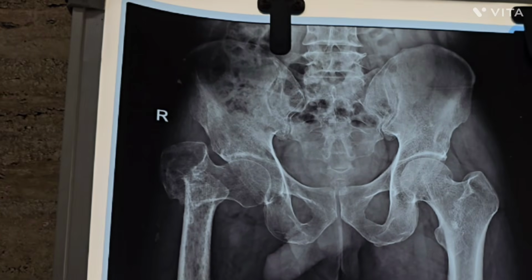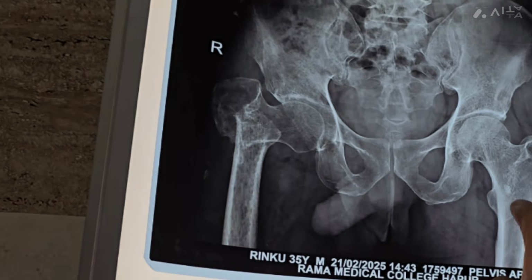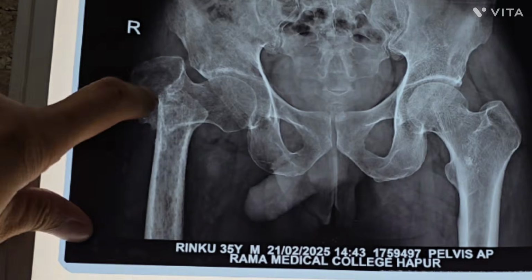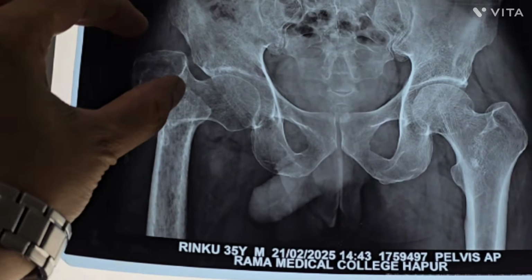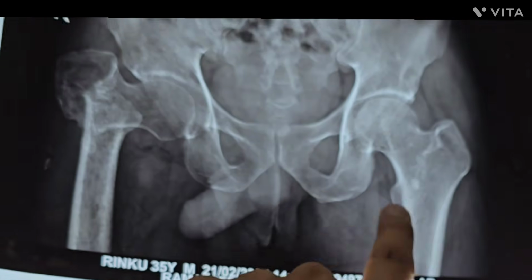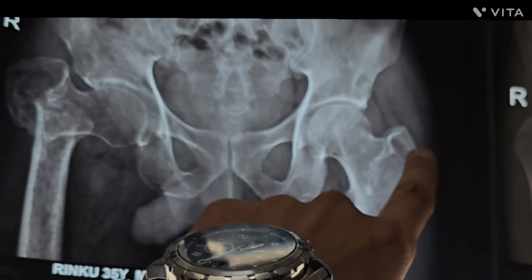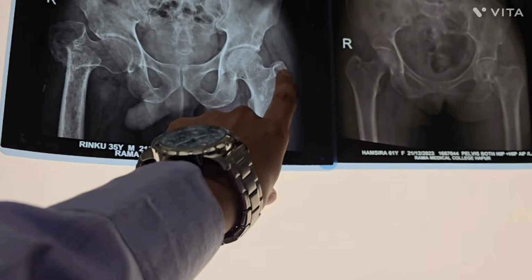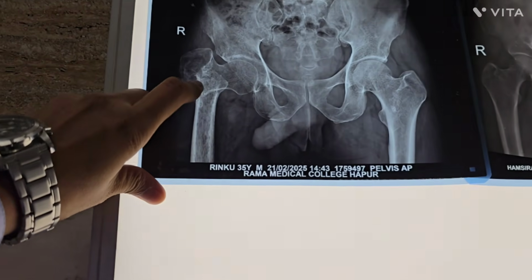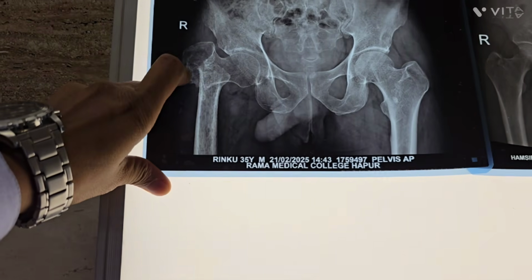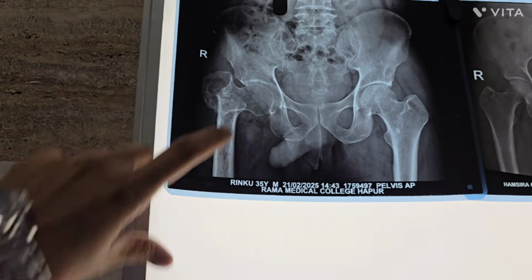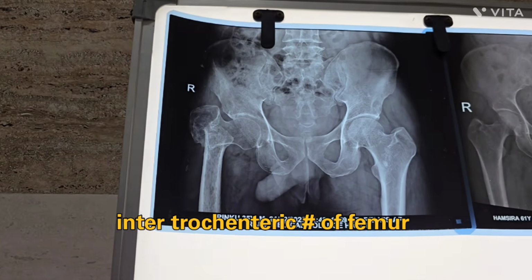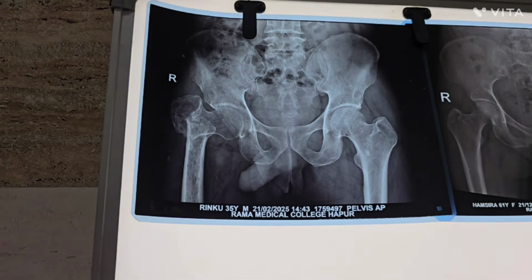So in this X-ray, what is the problem? The left side is normal, but the right side has an abnormality at the level of the intertrochanter. This is the intertrochanteric part, this is the lesser trochanter, this is the greater trochanter. The area between both trochanters is called the intertrochanteric area. In this area there is some kind of fracture, called an intertrochanteric fracture. So what are you going to do in this case? You can apply proximal femoral nailing or DHS.